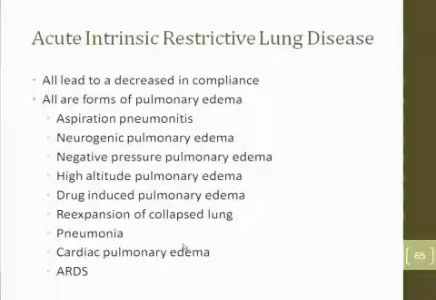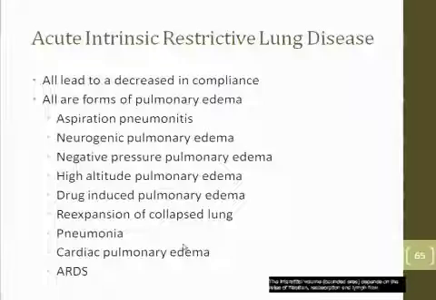Acute intrinsic restrictive diseases all lead to a decrease in lung compliance, as do all forms of pulmonary edema to a certain degree. The examples are aspiration pneumonitis, neurogenic pulmonary edema, negative pressure pulmonary edema, high altitude pulmonary edema, drug-induced pulmonary edema, expansion of collapsed lung, pneumonia, cardiac pulmonary edema, or ARDS. Those are all forms of acute intrinsic restrictive disease.